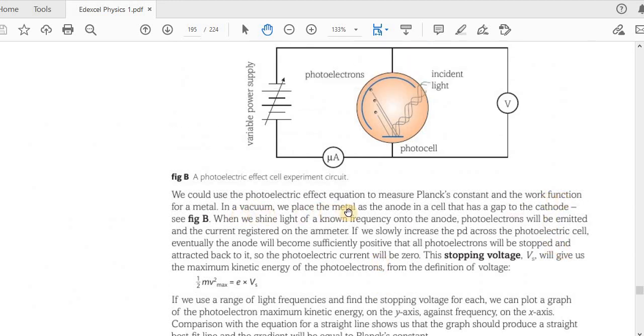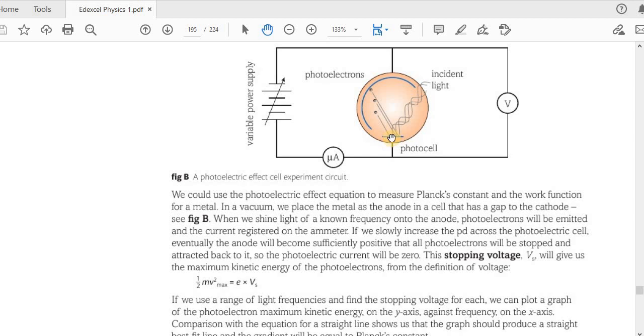In a vacuum, we place the metal as the anode in a cell that has a gap to the cathode. So we have cathode and anode, between this one and this one. See figure B. When we shine light of a known frequency onto the anode, so here is the anode.